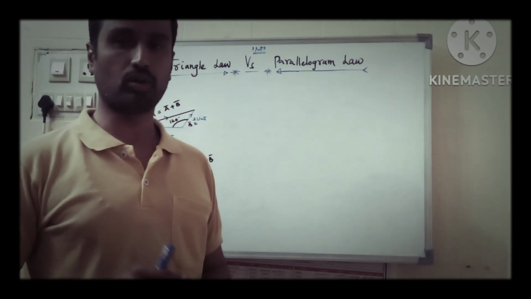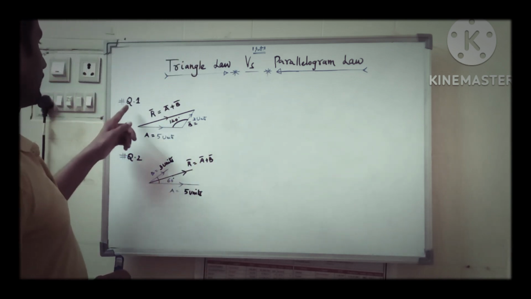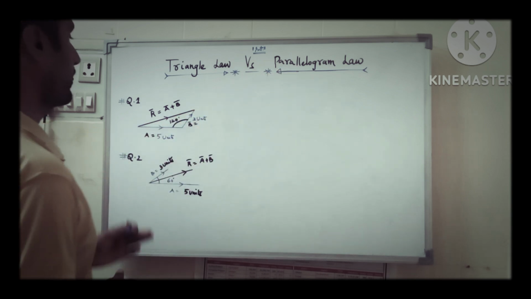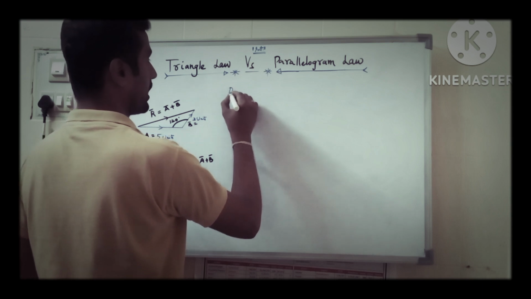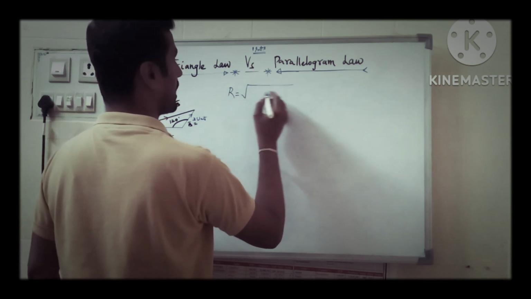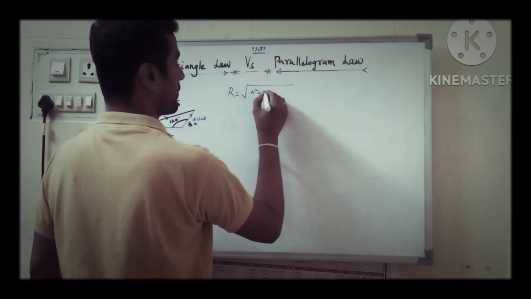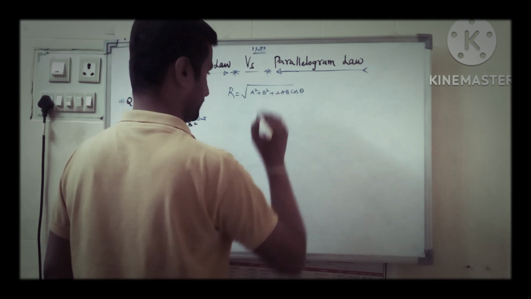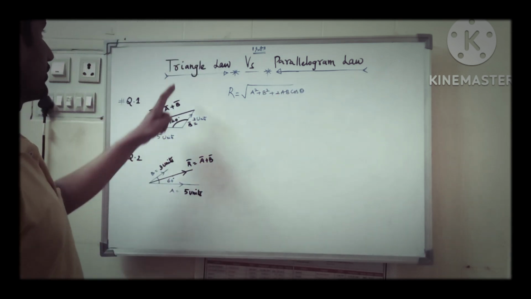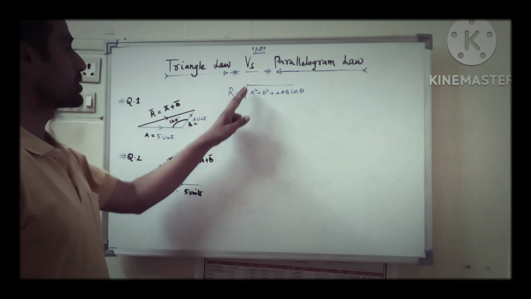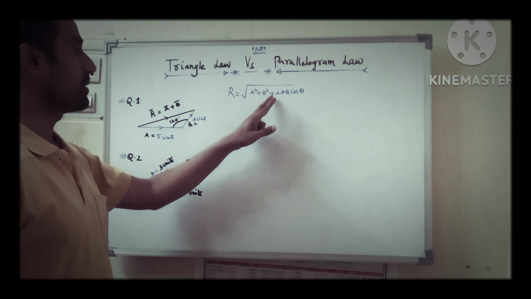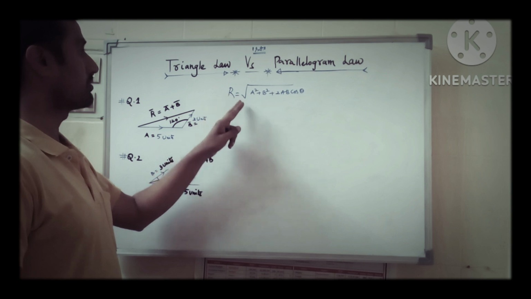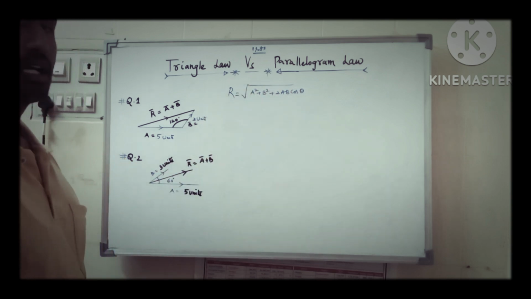Now we will find out the resultant in the first question by using parallelogram law of vector addition. We can use the formula r is equal to square root of a square plus b square plus 2ab cos theta. In the triangle law, we have used the formula r is equal to square root of a square plus b square minus 2ab cos theta. Here we are using the formula r is equal to square root of a square plus b square plus 2ab cos theta.